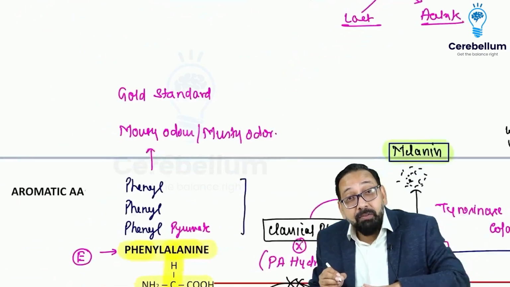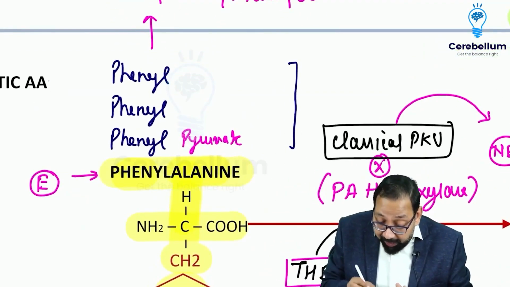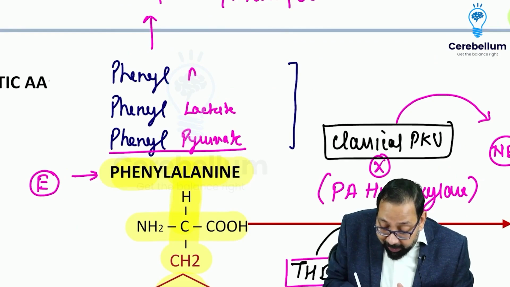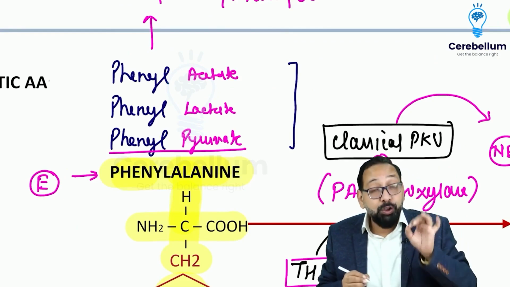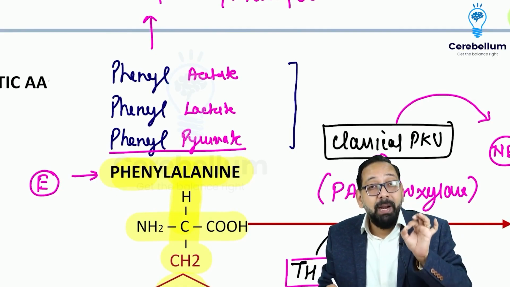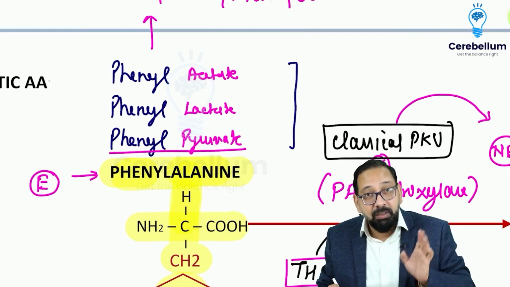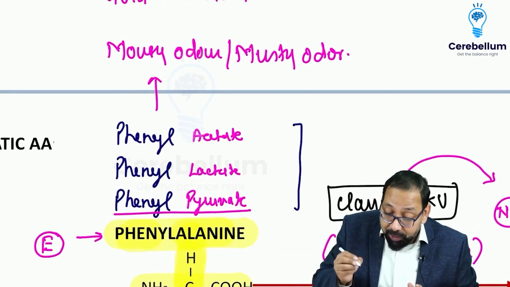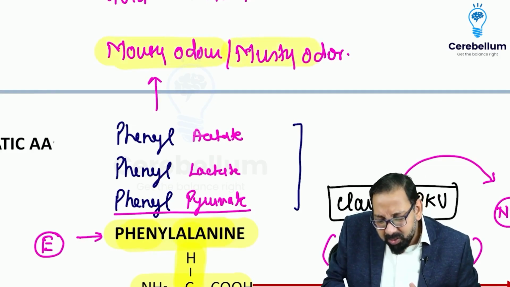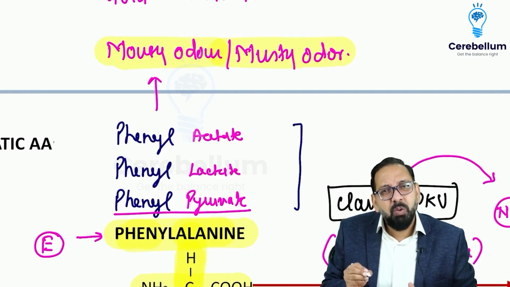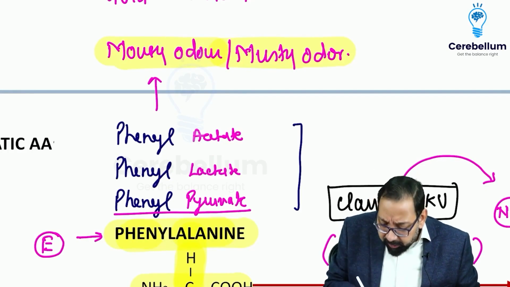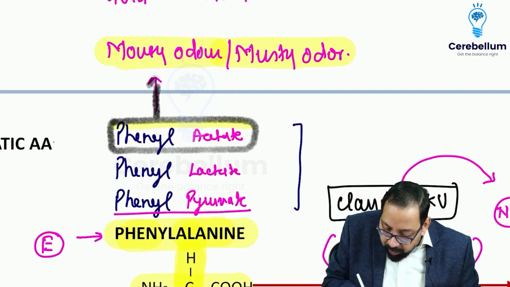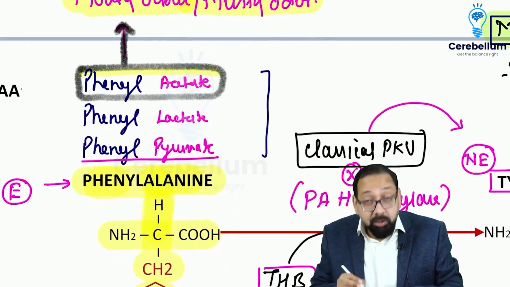So we found that this phenylalanine will accumulate. This phenylalanine will be converted to phenyl pyruvate, phenyl lactate, and phenyl acetate. So the question is asked: in phenylketonuria, which metabolites of phenylalanine are increased? These three are increased. How many? Three. And the question is asked that a phenylketonuria patient has a mousy or musty odor of urine, and this mousy odor is due to which component? Yes, this is due to phenyl acetate. Point it out: phenyl acetate contributes to this musty odor. I told you these three metabolites.